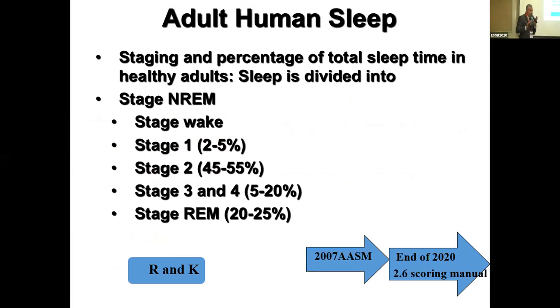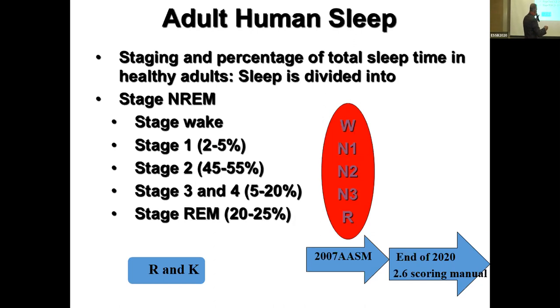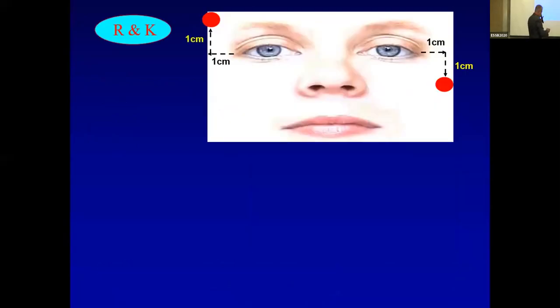When you describe sleep stages, it was first described by Rechtschaffen and Kales: stage wake, stage one, stage two, stage three, stage four. The first manual of the American Academy of Sleep Medicine described sleep as stage wake, stage one, stage two, stage three. Stage three and stage four were combined into the same stage, slow wave sleep, deep sleep, and they continue till now.